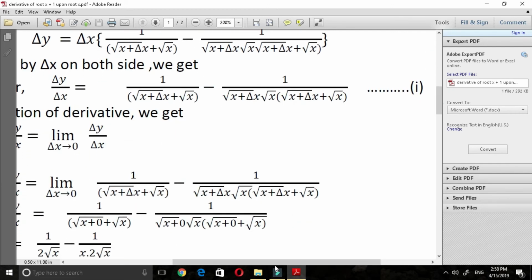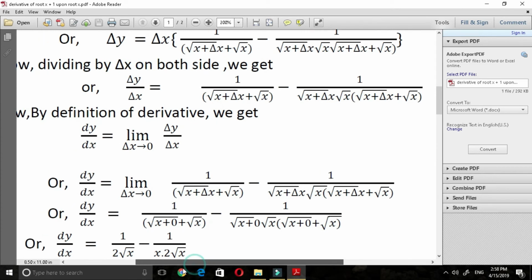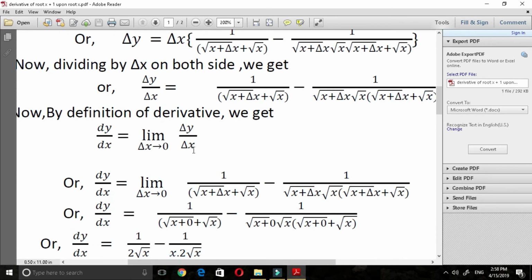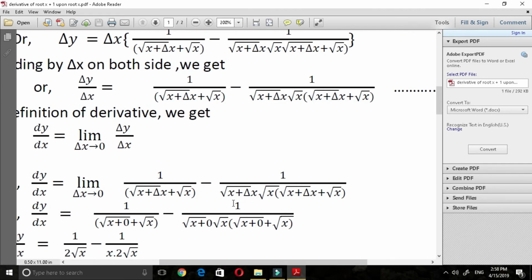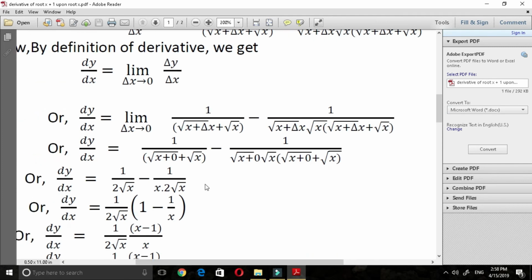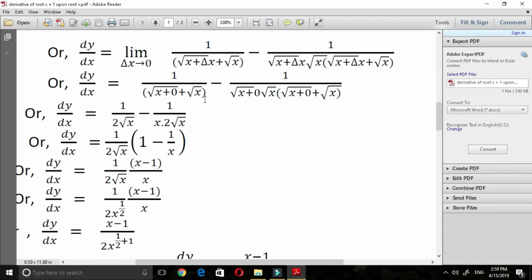We know that the definition of derivative is dy by dx is equal to limit delta x tends to 0 of delta y by delta x, and from equation 1 we put it in here. Then we put 0 in place of delta x. Where there is delta x, we put 0. So root x plus 0 becomes root x, so 1 upon root x plus 0 plus root x. Root x plus 0 into root x means x. Root x plus 0 plus root x means 2 root x. Here 1 by 2 root x is common in these two terms, so it remains 1 minus 1 by x. We take LCM, x minus 1 by x.